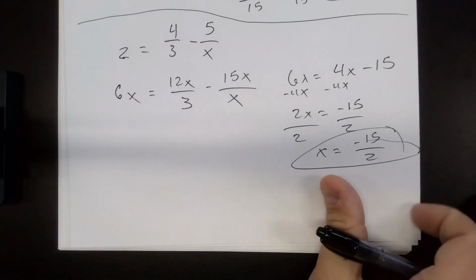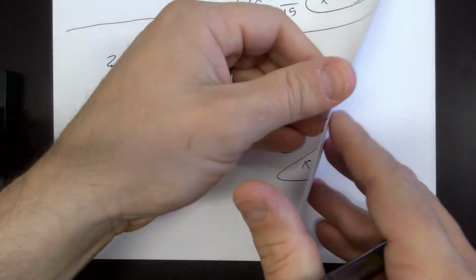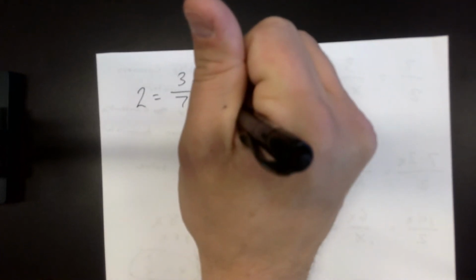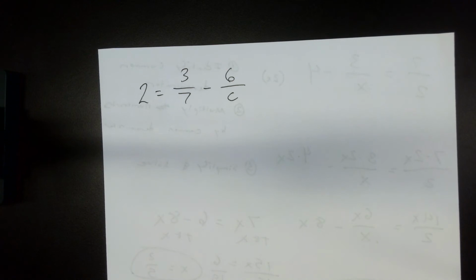You guys ready? Okay. 2 equals 3/7 minus 6 over C. Go for it. Solve for C.